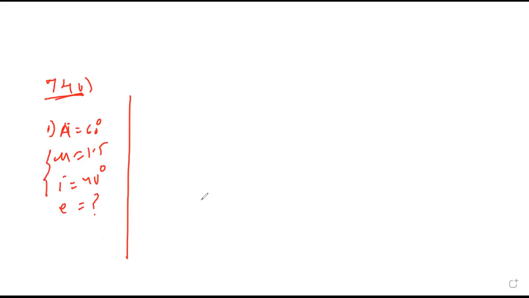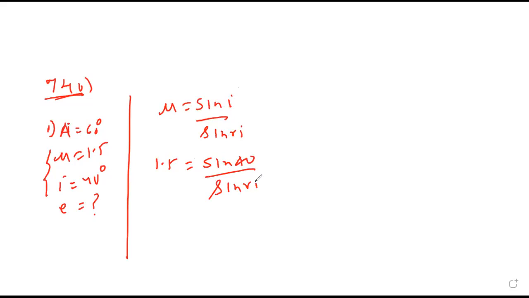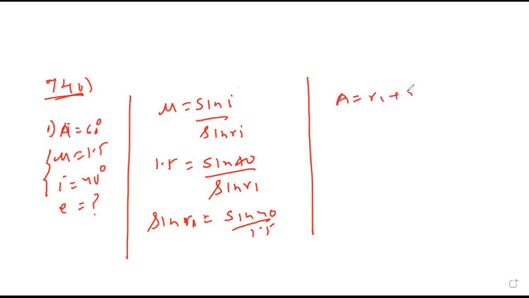With mu, can you get R of the first surface? What is the mu formula? Mu is sine i upon sine R1. So 1.5 will be sine 40 upon sine R1. Therefore, sine R1 will be sine 40 upon 1.5. Now, once you get R1 from here, then A equals R1 plus R2. So 60 equals that, R2 you'll get. Then mu is also equal to sine E upon sine R2. This way you have to write the skeleton.